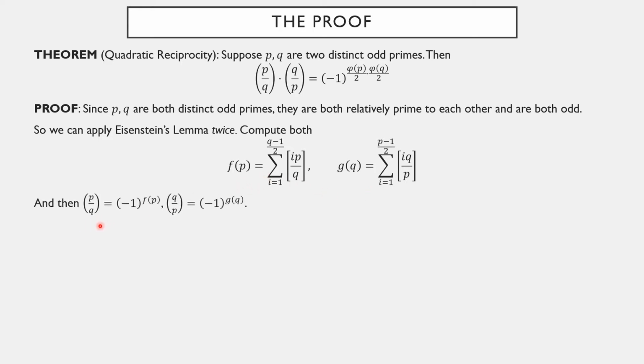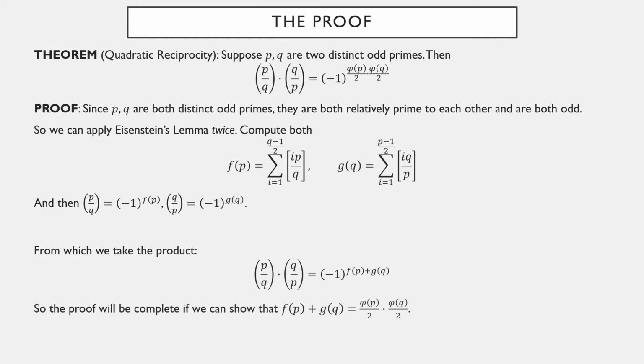So then, by Eisenstein's lemma, the Legendre symbol P over Q is -1 to the f of P, and Q over P is equal to -1 to the g of Q. Okay, this is why we proved Eisenstein's lemma as a whole separate video, so as to save 15 minutes at this step. So now let's take the product of the two Legendre symbols. The product of the two Legendre symbols is now just -1 to the f of P plus g of Q. It's not required, but it would be enough. If we can show f of P plus g of Q is exactly equal to this product, well then, the product of these Legendre symbols is -1 to this power, which would be the same as this one.